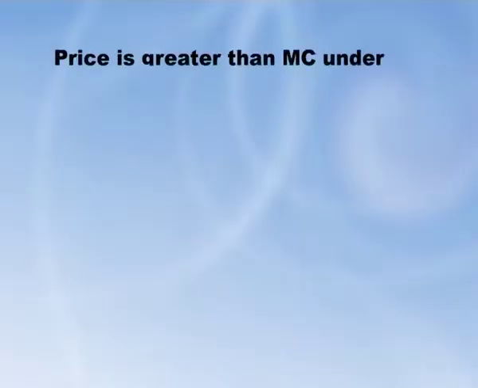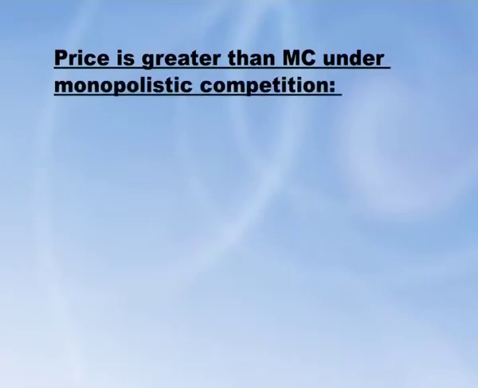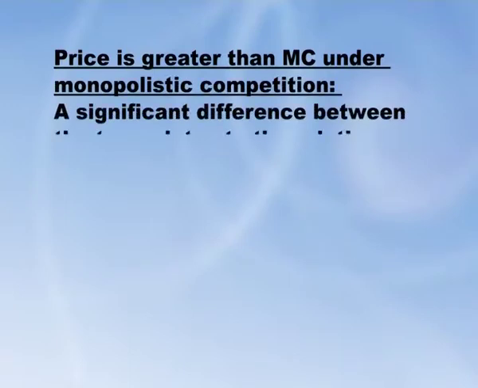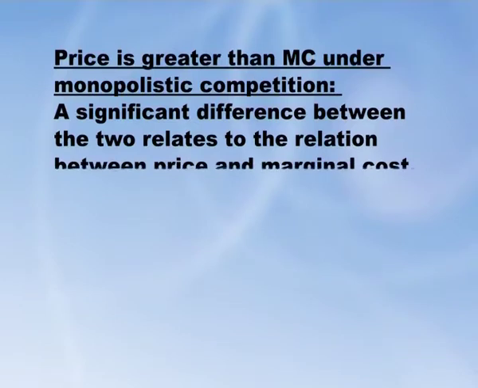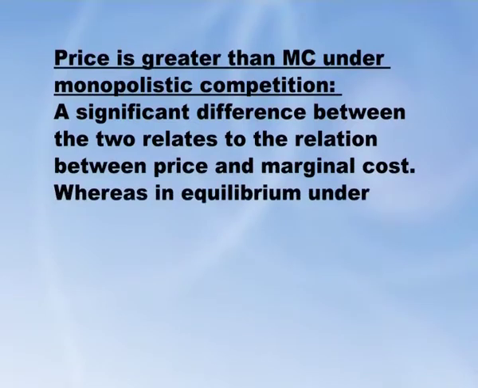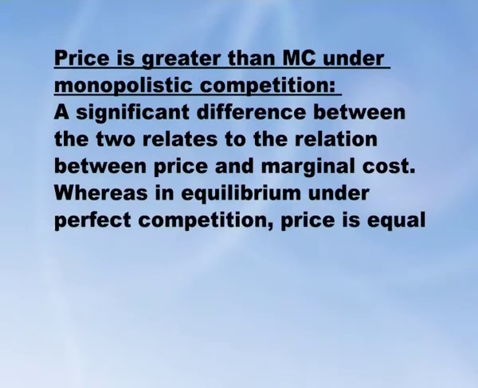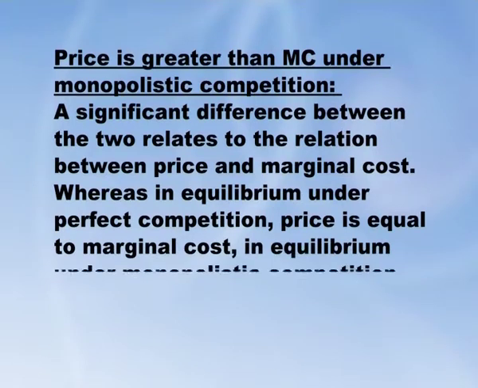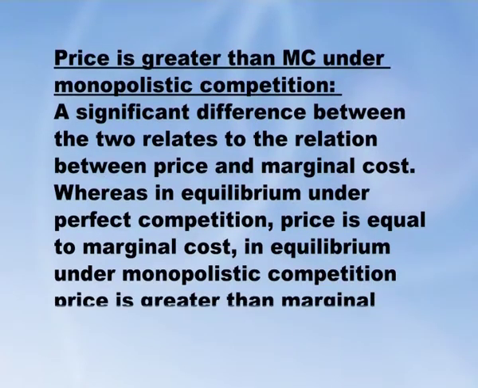It is useful to explain how price-output equilibrium under monopolistic competition differs from that under perfect competition. Price is greater than MC under monopolistic competition. A significant difference between the two relates to the relation between price and marginal cost. Whereas in equilibrium under perfect competition, price is equal to marginal cost, in equilibrium under monopolistic competition, price is greater than the marginal cost.